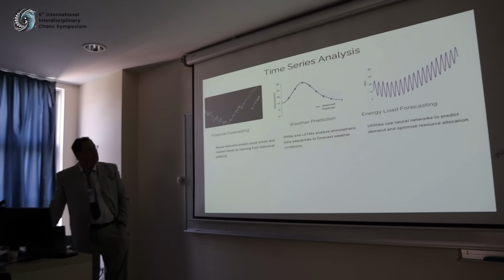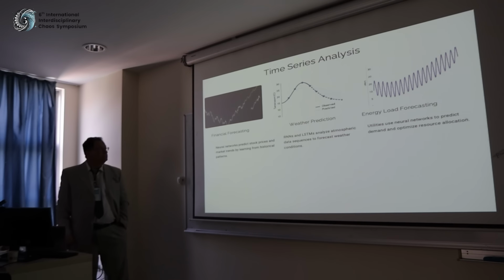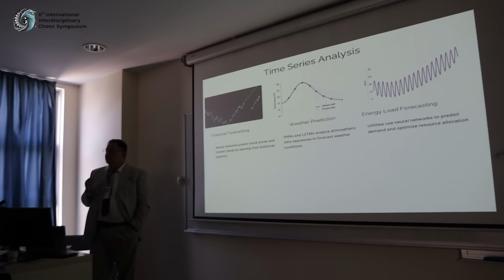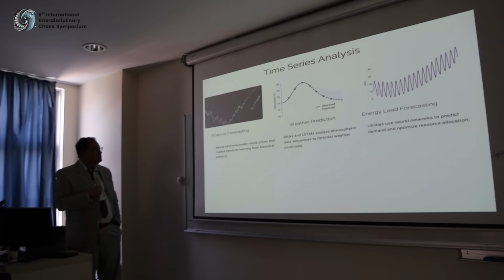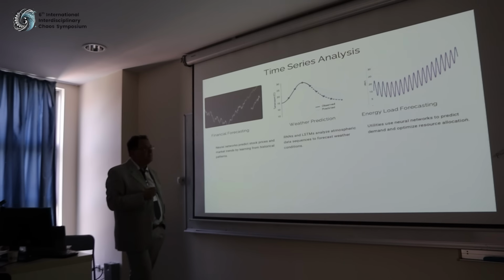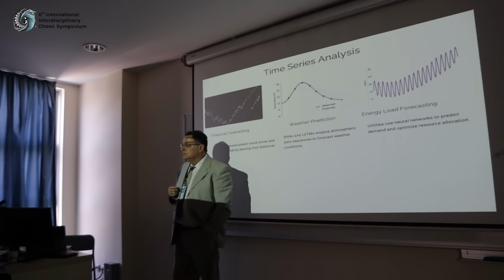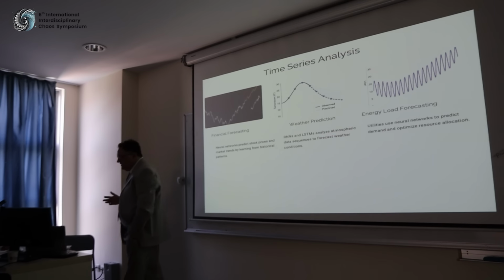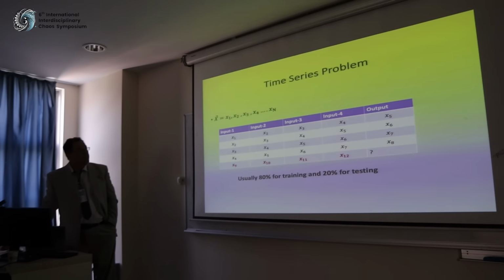Because I will apply this to a time series. The most common use of neural networks is to forecast, to use it for financial forecasting. We can predict stock prices and, the most important, the market trends. They say trend is your friend. From historical patterns, weather predictions, energy load forecasting, and every time series that I want to predict, I can use neural networks.